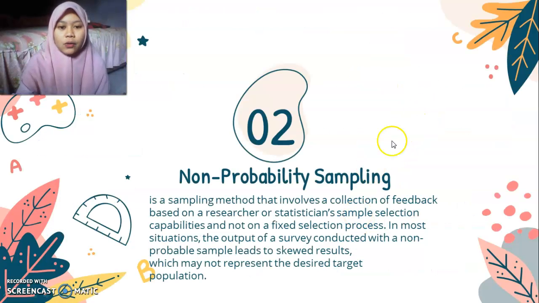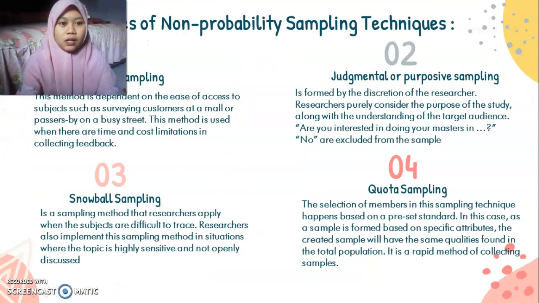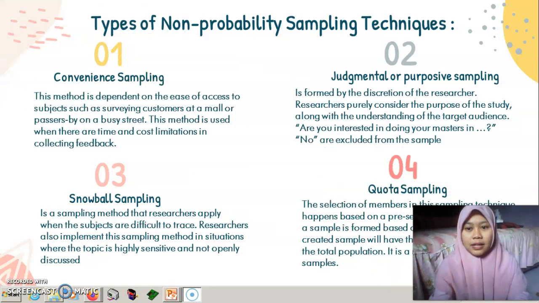Next, now it is the second of sampling methods, non-probability sampling. Non-probability sampling is a sampling method that involves a collection of feedback based on a researcher's or statistical sample selection capabilities and not on a fixed selection process. In most situations, the output of a survey conducted with a non-probability sample leads to skewed results, which may not represent the desired target population. Now we see four types of non-probability sampling techniques.